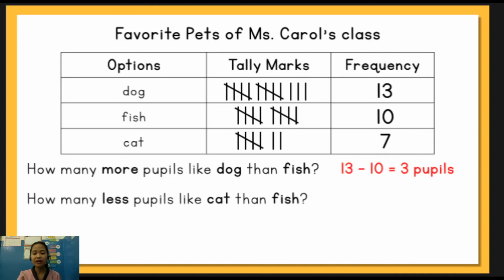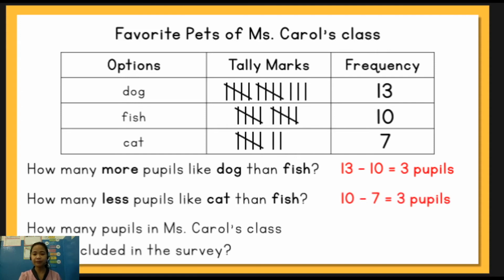Great. How about this one? How many less pupils like cat than fish? Take note, there is the word less. So again, we need to subtract. The fish is 10 minus the cat 7. So 10 minus 7 equals 3 pupils. Good job.